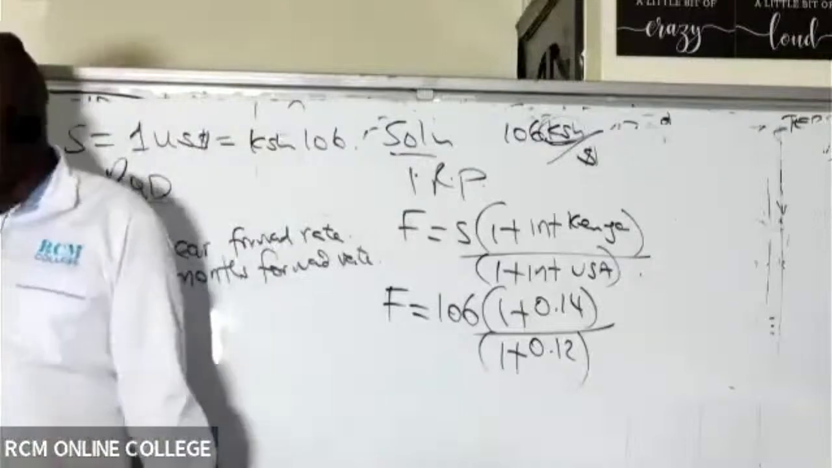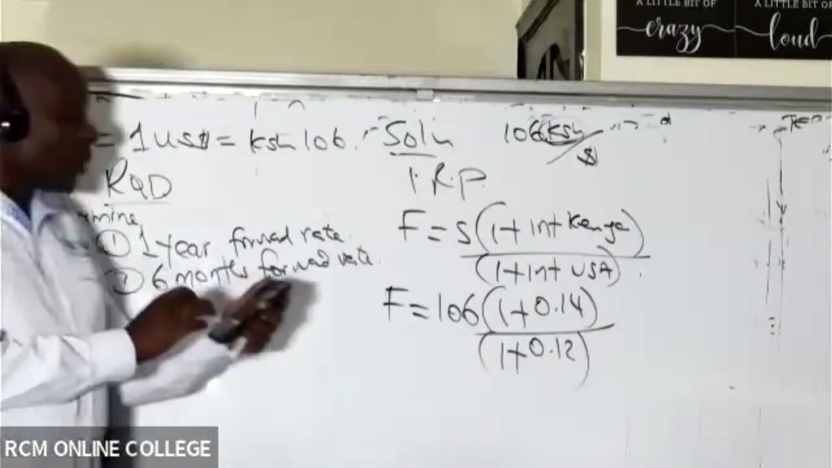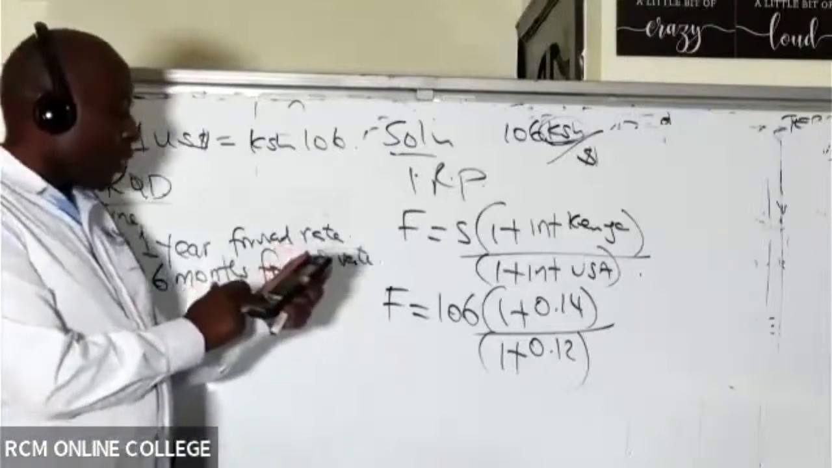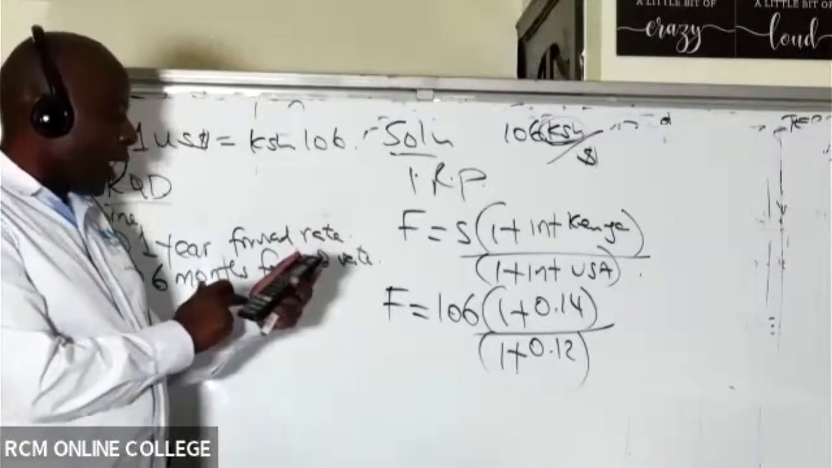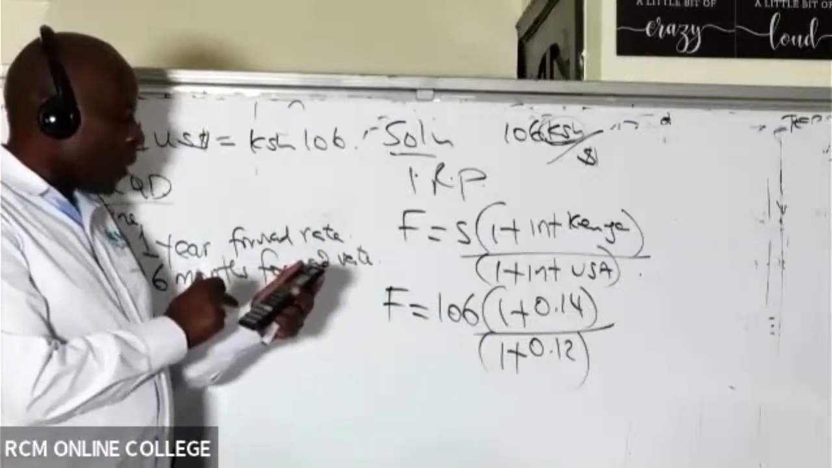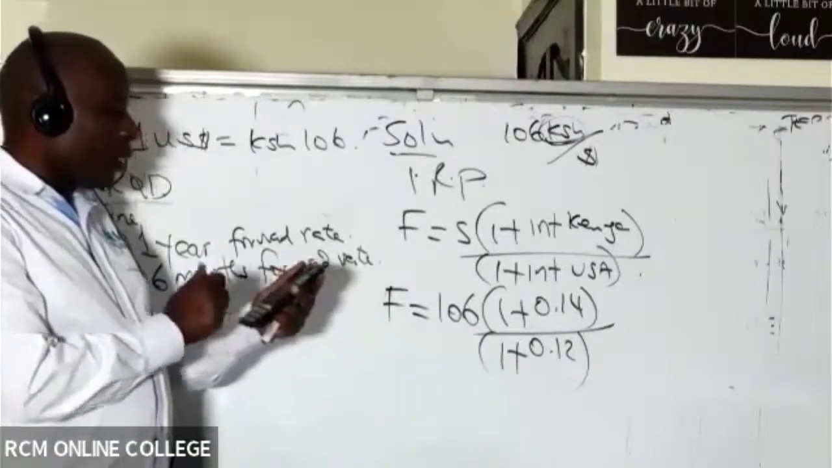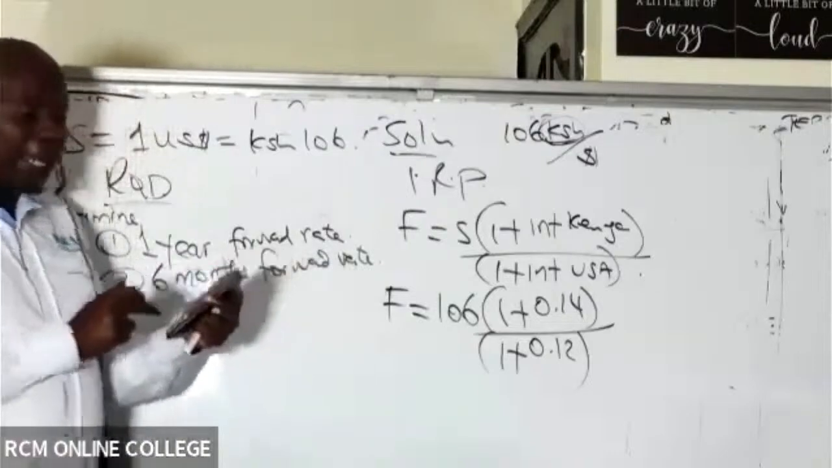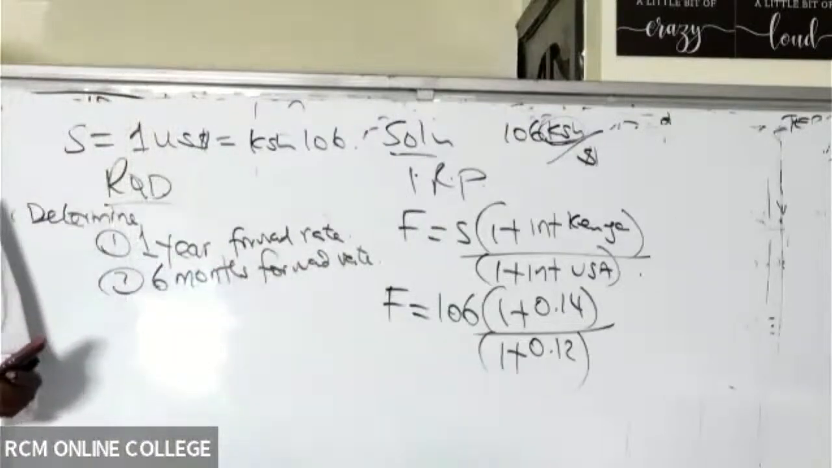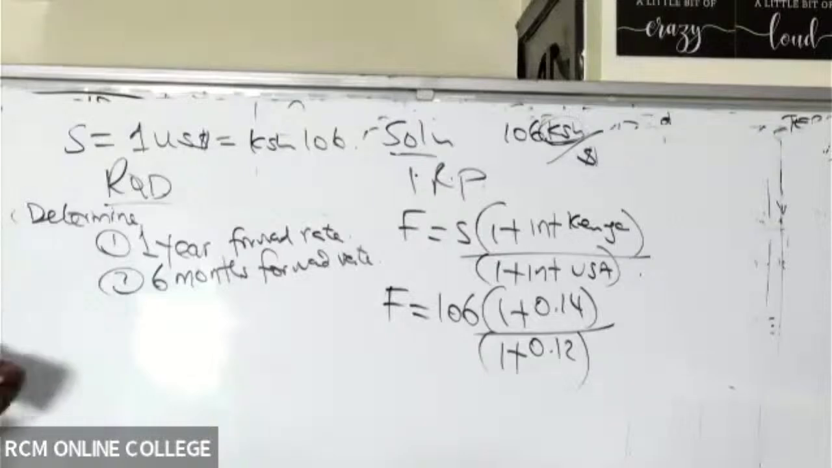So you get your calculator, and then you press like this. We have 106 times open brackets, 1 plus 0.14, you close. You divide by another bracket, 1 plus 0.12, you close. You say equals. I'm getting something nice. Is there somebody who's getting 107? Thank you very much, Stella Maria. 107.89.